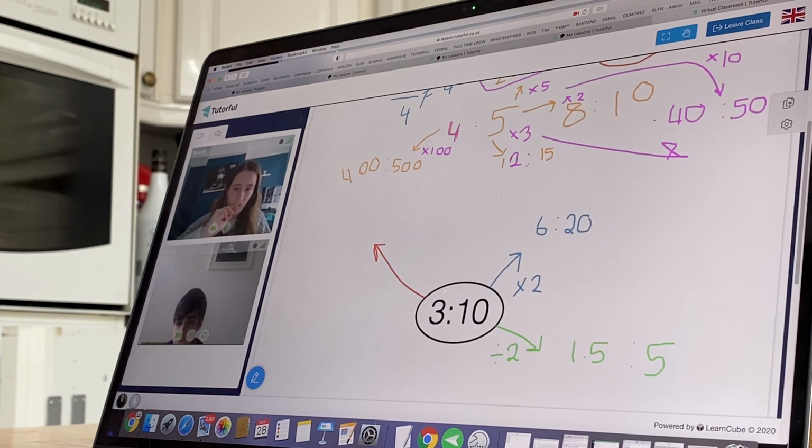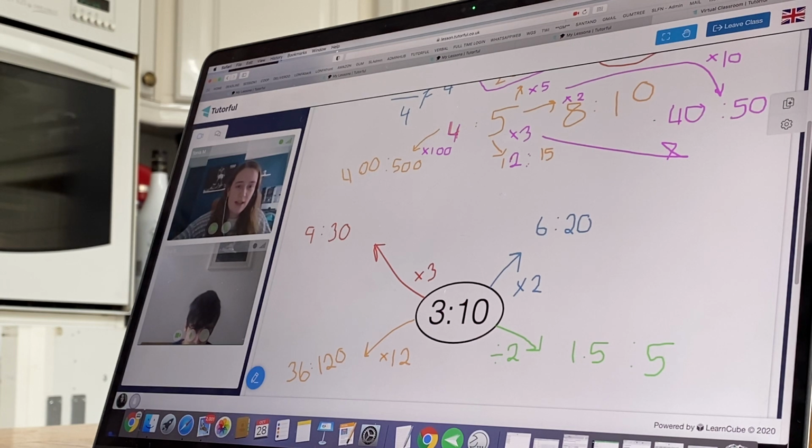By 3. Yeah, times by 3, and then what do we get if we times both by 3? 9 and 30. Yeah, brilliant. We could pick a totally random one. We could times it both by 12, for example, and then we'd get 36 and 120.